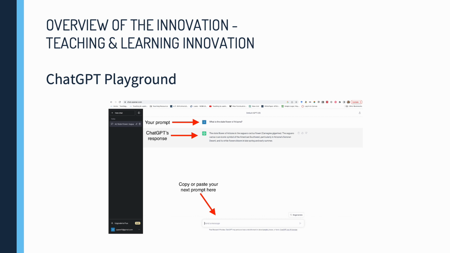For the ChatGPT playground, we included a prompt given about Arizona's state flower. From here, they were given several follow-up prompts to see how the platform responded. We also gave insight on how to navigate the platform and save chats for future use.